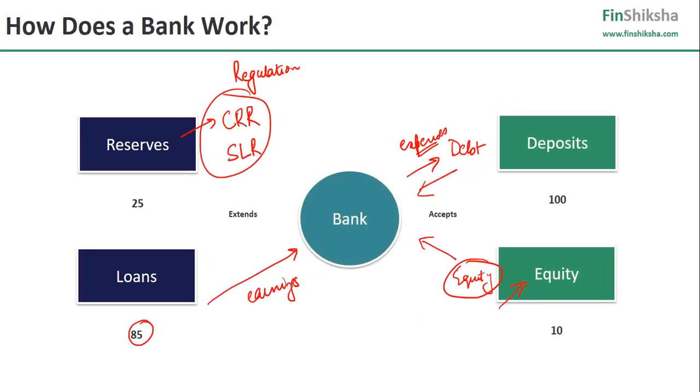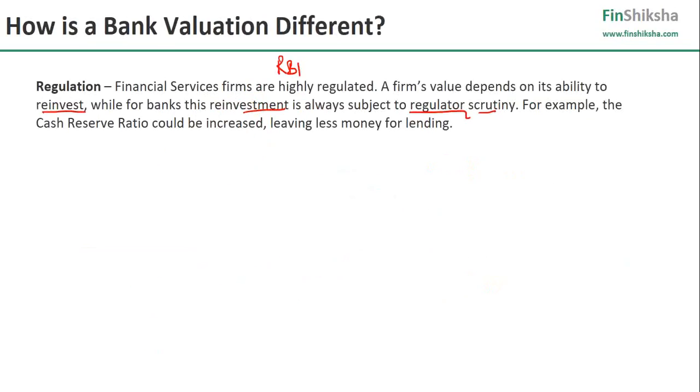Think about it this way: if the regulator were to increase these reserve requirements, then the bank's ability to grow goes down. So a lot of the ability of the bank to grow or increase its business, or do some sort of reinvestment into the business, depends on regulator scrutiny. A bank can't randomly go and open branches. The opening of branches depends on what kind of licenses are given and how many branches could be opened during a particular year. So theoretically speaking, the regulator controls a lot of the growth opportunity in the bank, and reinvestment, which results in growth, is highly controlled by the regulator, which is RBI in this case.